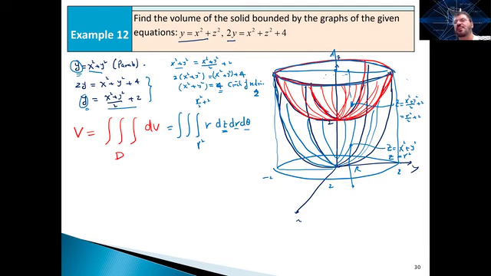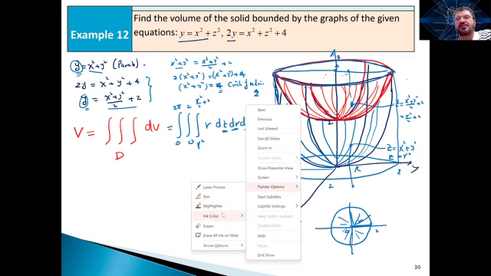This is my region. If I take it here on the side, when you have a circle of radius 2, r starts from 0 to 2. Now to cover the whole circle, what's going to happen? This is going to be from 0 to 2 pi. Now we start the integration from inside.